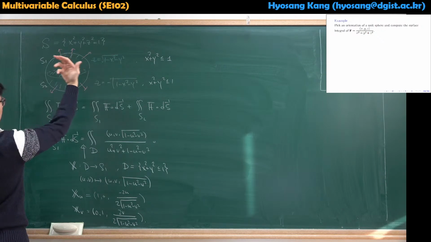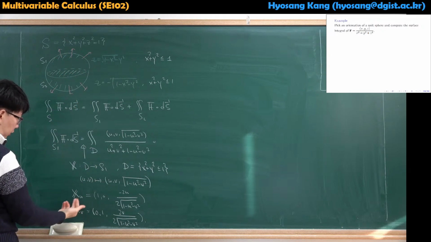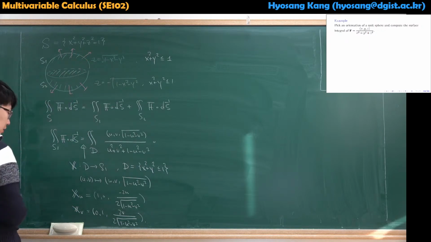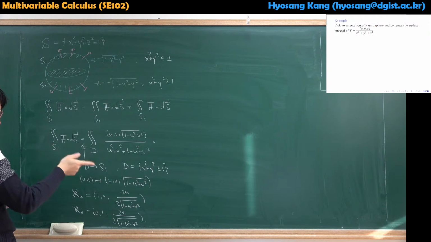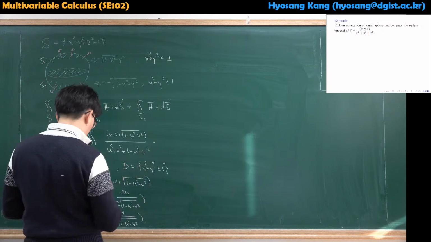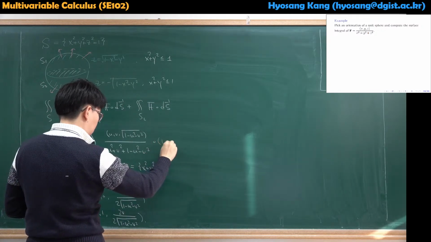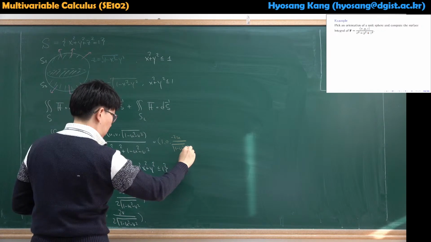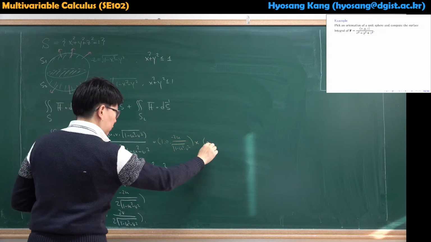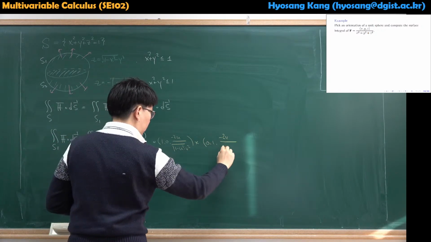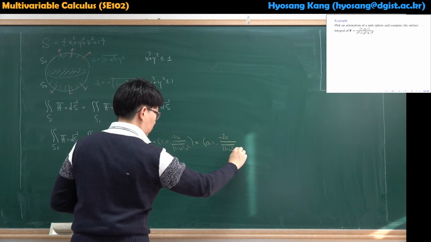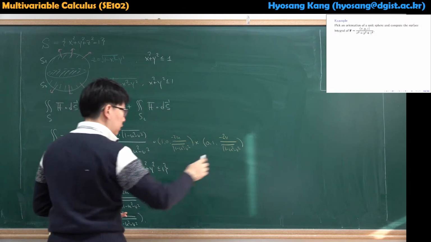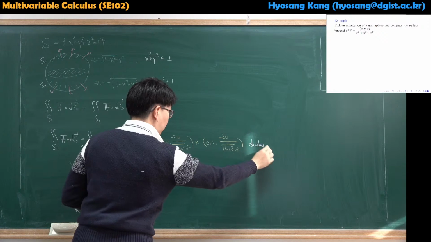So when I take the cross product, so that the vector goes outward, I have to take the cross product in the order of xu and xv, and du dv.